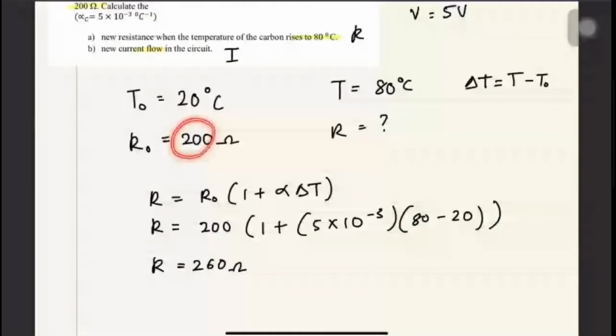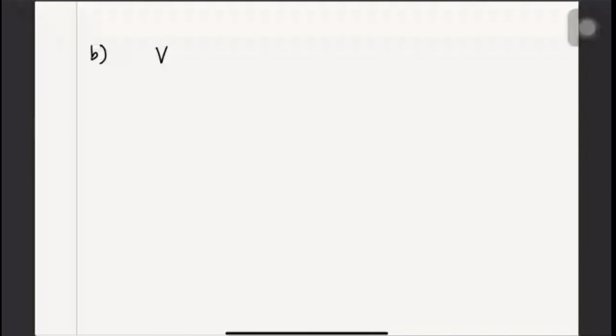So the potential is still the same. So V equals IR. We have the same potential, which is 5. We want to find I if R is 260, the new R. So I here will be equal to 5 divided by 260, 0.019219. Okay.